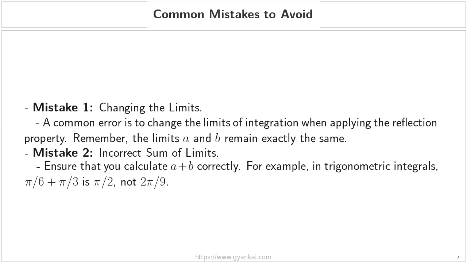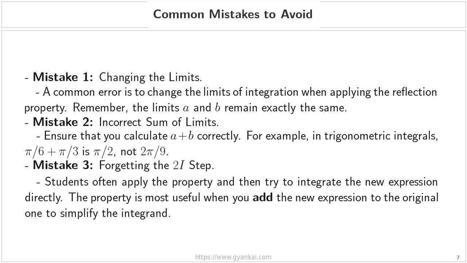Mistake 2, incorrect sum of limits. This one's about basic arithmetic, but it trips people up. When you need to calculate a plus b, make sure you do it correctly. A small calculation error here can throw off the entire substitution. For instance, the slide gives an example with trigonometric integrals. If a is pi over 6 and b is pi over 3, then a plus b is pi over 2, not 2 pi over 9. Double-check your addition, especially when dealing with fractions or trigonometric values.